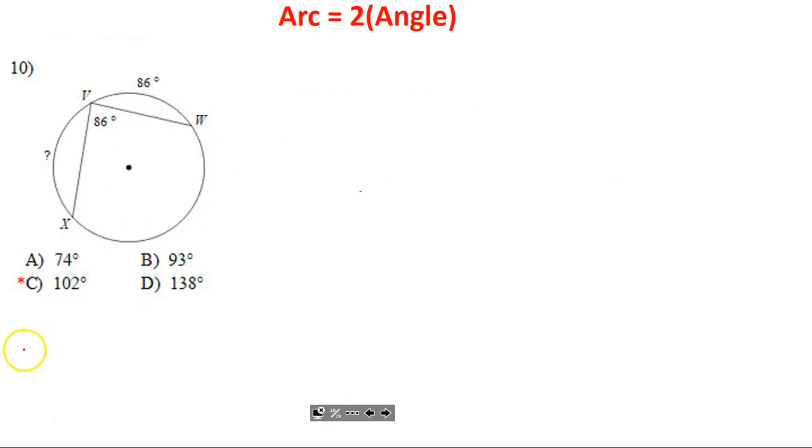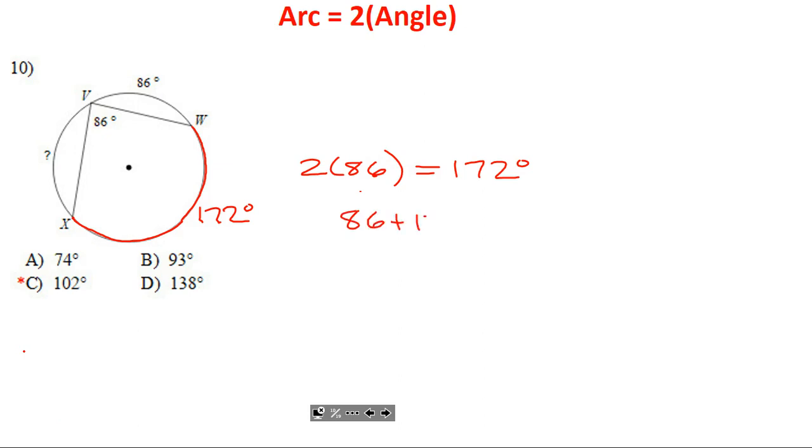Number 10. This one, our rule is that the arc is 2 times the angle. So this, we are actually looking for the question mark, but we're going to have to find this one first to be able to find the question mark. So we're going to go 2 times 86. That's 172. We're going to mark this 172. Now notice that we have 2 of the 3 arcs that form the whole circle. So we're going to add 86 plus 172.